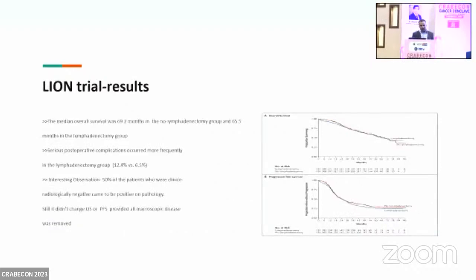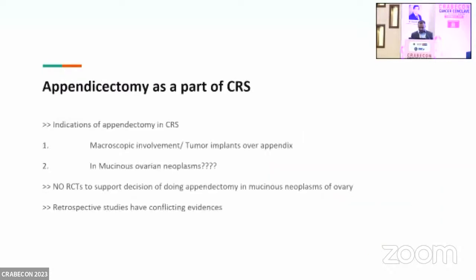The median overall survival was not different in both arms, but the complication rate increased in the lymphadenectomy arm, 12% versus 6.5%. A very interesting observation in this trial was that about 50% of the patients who were clinico-radiologically negative were found to be positive on pathology. But still it did not change the overall survival or PFS.